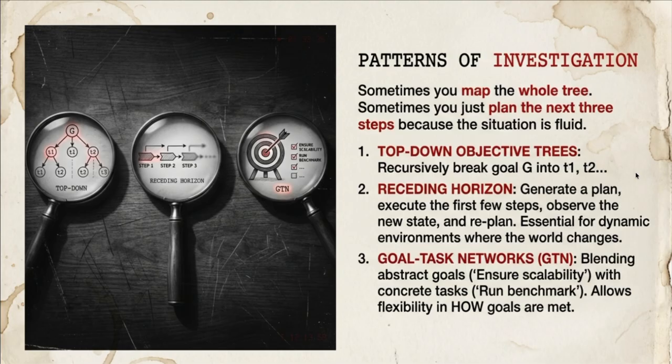Depending on the complexity and stability of our environment, you must choose one of these patterns, or maybe a combination of them. The key takeaway is that the agent must be able to adapt its strategy as it gathers more information and moves closer to its final objective.